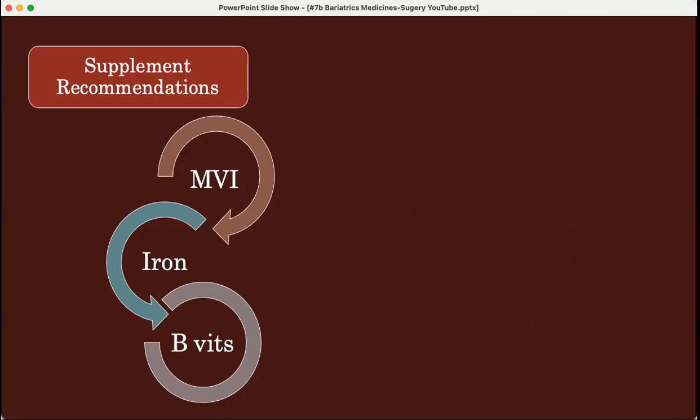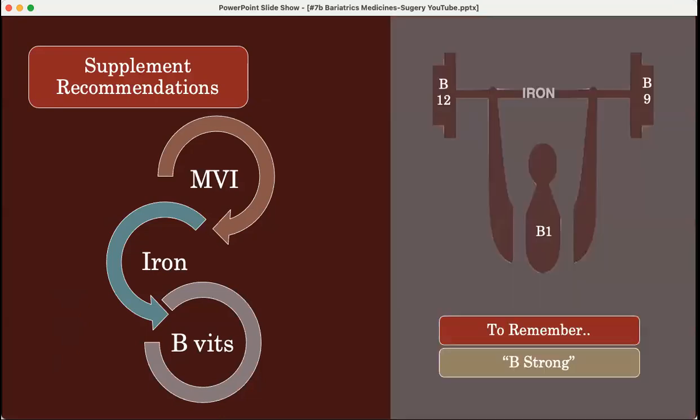So the supplement recommendations are a multivitamin supplement that has iron, and of course the B vitamins. So the way I remember this for supplementing patients that have had gastric bypass surgery is tell them to be strong. So the B vitamins, specifically B1, B12, B9, and then iron is the barbell.